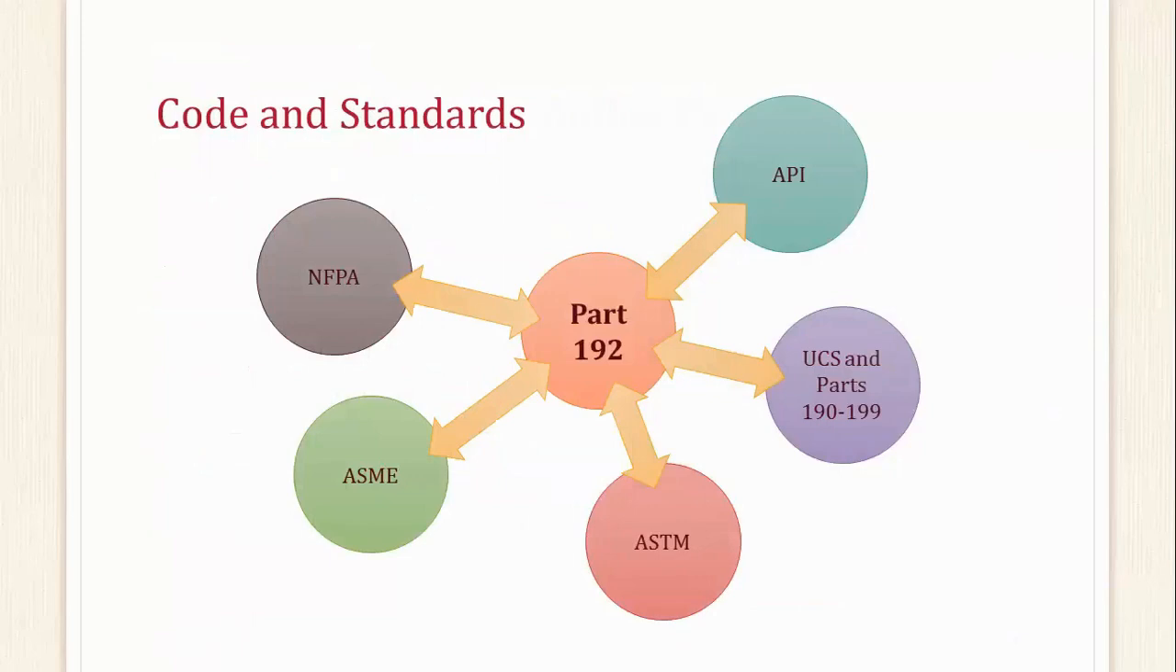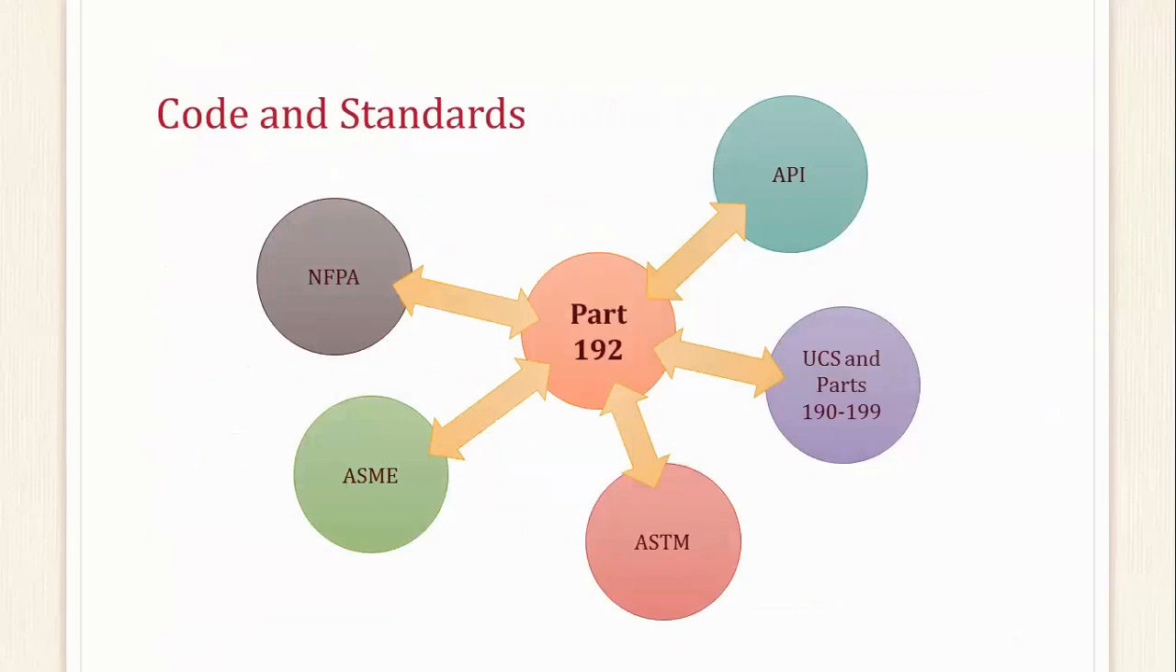However, for API, ASME, ASTM, all those other documents, 192 supersedes them. So if there's a conflict in those documents, then 192 prevails. However, it's the opposite for NFPA 58 and 59. Okay? And we incorporate these documents. Usually we'll incorporate the entire document. Sometimes we incorporate sections of those documents. We say Section 4, well, only Section 4 will apply.